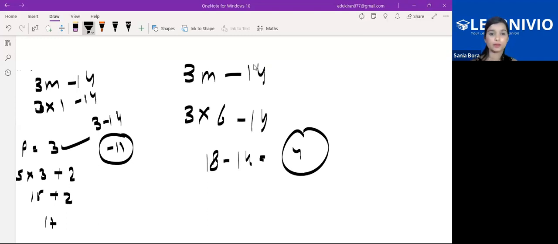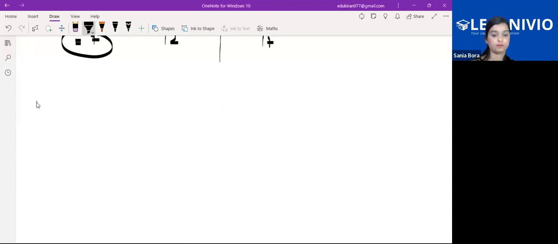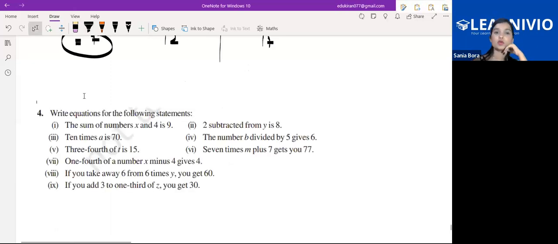So let's just start then. I already taught you how to write the equation of the following sentence statements, right? So here I'll be giving you 9 questions. Be very quick. I'll not tell anything. Be very quick and start doing question number 4. Here you go. What you have to do is only write the equation. You don't have to solve it. Only write the equation. Fine?